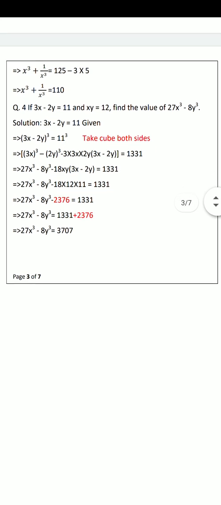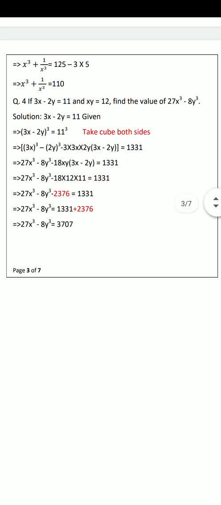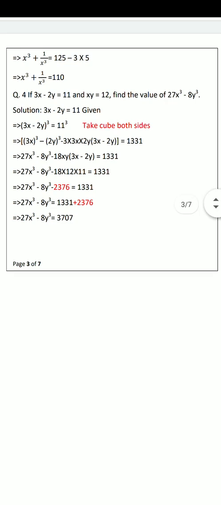Question number 4. If 3x minus 2y equals 11 and xy equals 12, find the value of 27x cube minus 8y cube. Again the difference of the two numbers is given and we want to find the difference of their cubes. It means another identity of the cube, that is (a minus b) whole cube equals a cube minus b cube minus 3ab (a minus b).